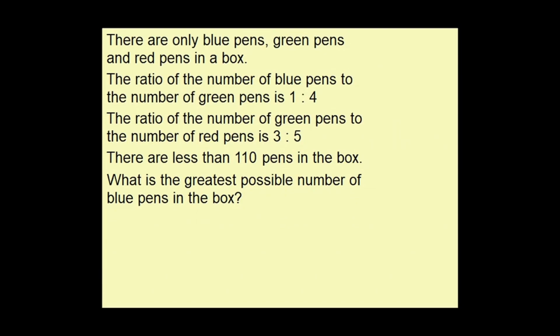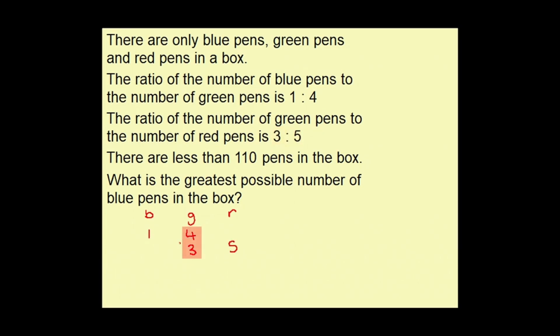There's a lot of words in this question, but I can see once again I've got a ratio between three things: blue, green and red pens. So I'm going to set up my headings: blue, green and red. The ratio of blue to green is 1 to 4, so I've got 1 to 4 here. And the ratio of green to red is 3 to 5, so I've got 3 to 5 here.